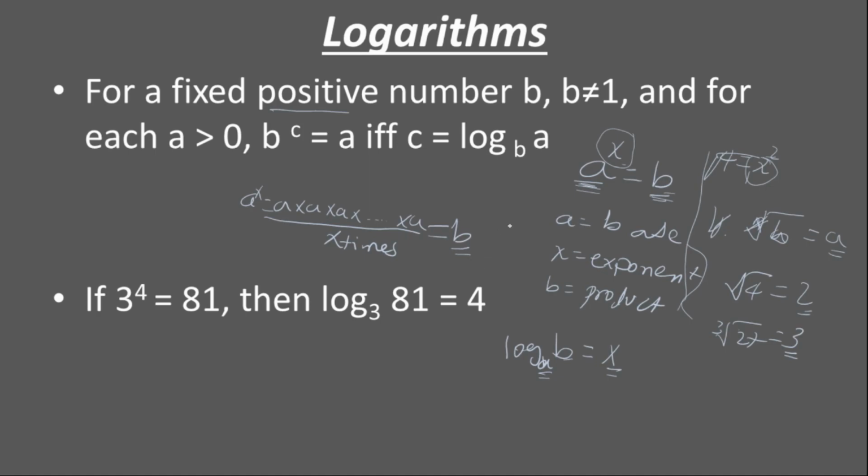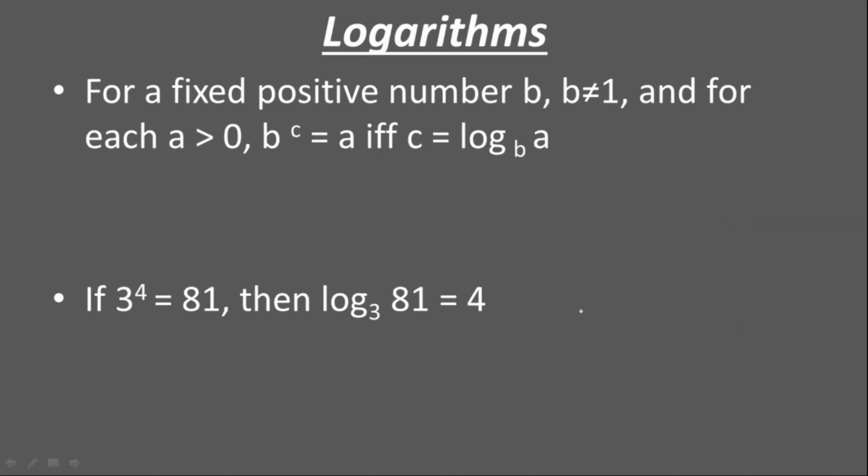In general, we can say that for a fixed positive number b, which is other than 1, which means it can never be 0 as well as never be 1, and for each a greater than 0, a positive number a, if we say that b to the power of c is equal to a, then our base is, in this context, b, the product is a, and the exponent is c. We need to multiply b c times, and finally we get the product a.